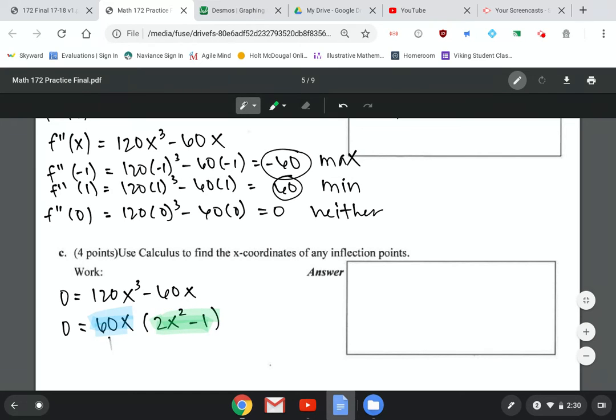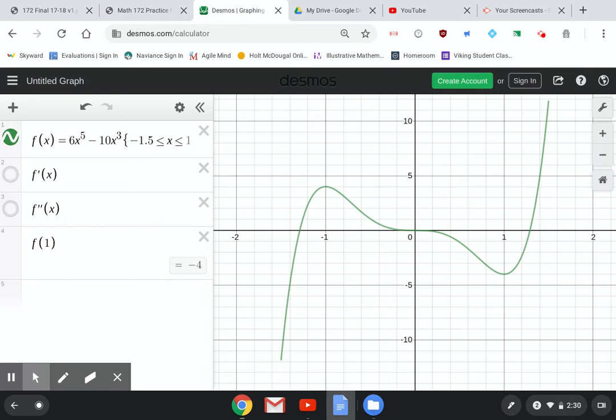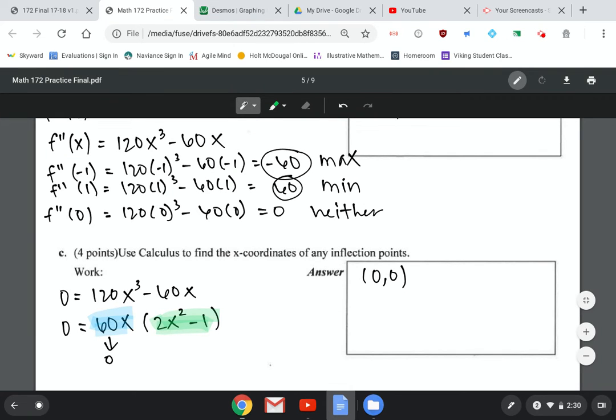So this one is easy. That's 0. And we already solved that. That's 0, 0. We know that's 0, 0. Go back to your original. That is this point right here, 0, 0. Now we need to solve these ones.